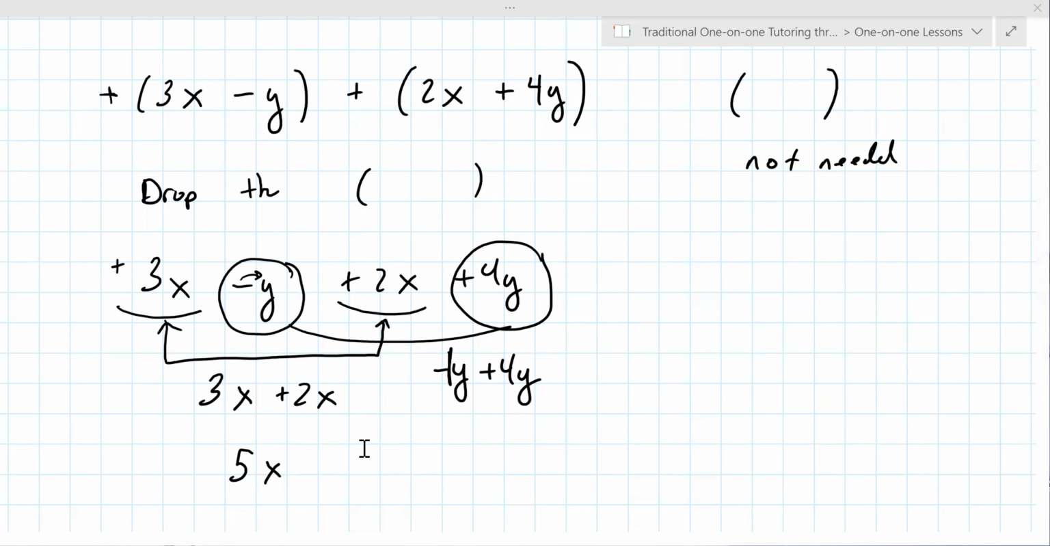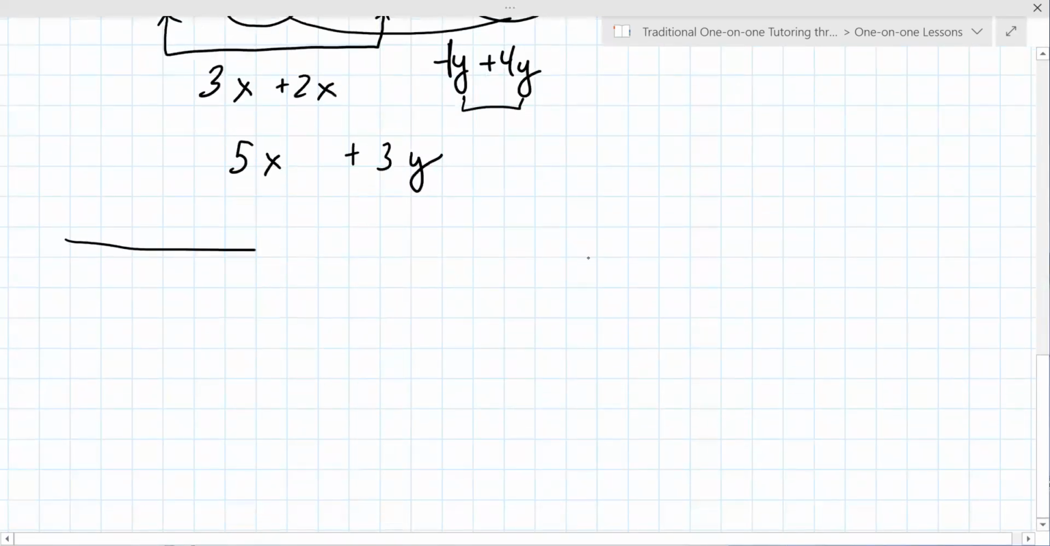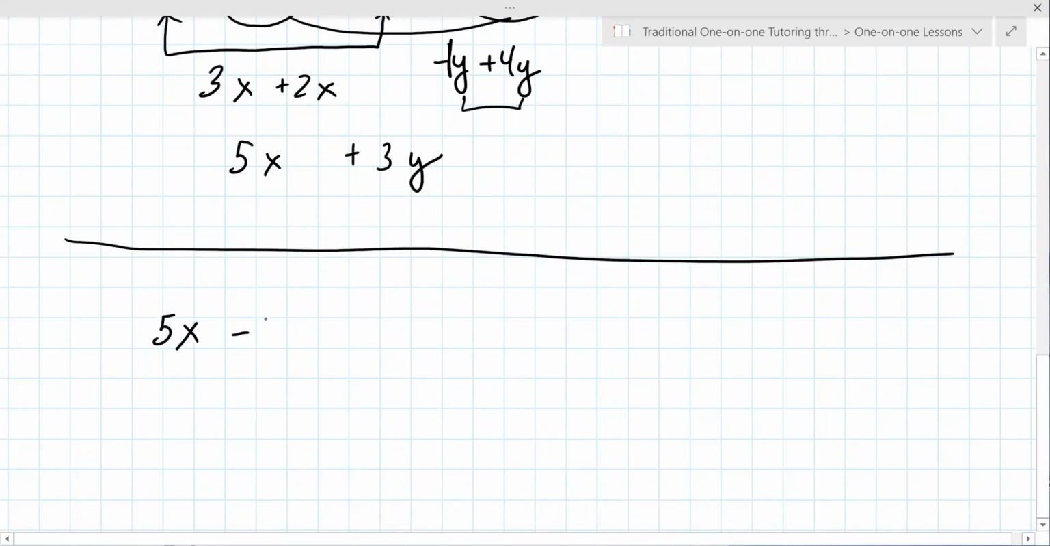3. 3. So plus 3, what goes here? Y. 3y, because you're combining them. Yeah. All right. Okay, so I'm gonna just give you a few more examples here. 5x minus 2y plus 3x plus 4y.